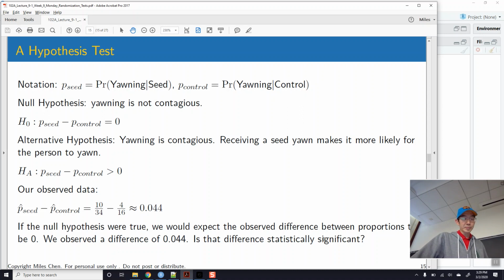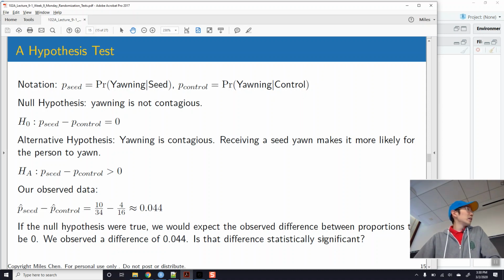Here, P seed is the probability of yawning given the seed group. P control is the probability of yawning given the control group. The null hypothesis is that yawning is not contagious, or symbolically, P seed minus P control is equal to 0. The alternative is that yawning is contagious, meaning that if you see someone else yawn, getting a seed yawn makes it more likely for the person to yawn. In this case, we expect those in the seed group to be more likely to yawn, so we say P seed minus P control is greater than 0.